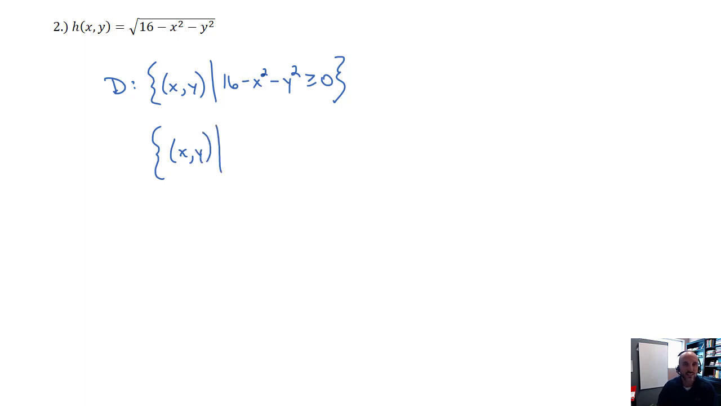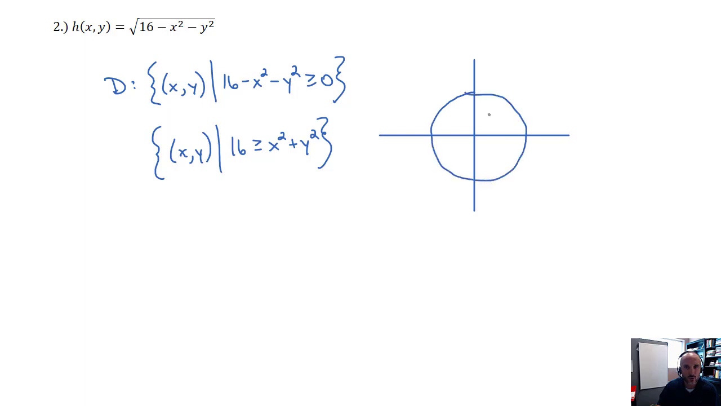We know that in this case, let's say I add my x squared and y squared over. I know that 16 is greater than or equal to x squared plus y squared. So if we look at that in the xy plane, x squared plus y squared equals 16 is a circle centered at the origin with radius 4. Okay, so 4 is our radius. And x squared plus y squared is less than or equal to 16. So that would be every point within this circle or on the circle. So our domain is every point within or on this circle in the xy plane.